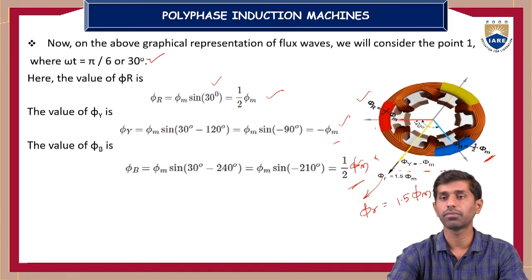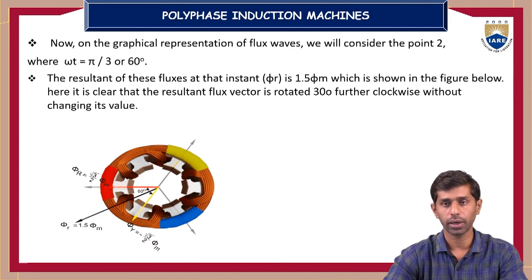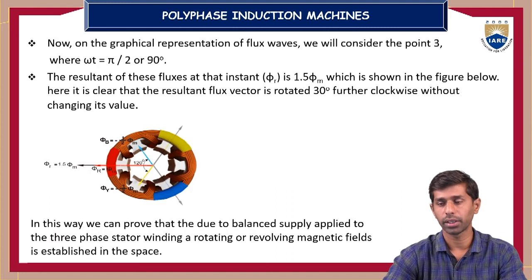Similarly, in another case, at point 2, where omega t equals pi by 3, that is 60 degrees, the resultant flux will again be 1.5 times the maximum flux. And similarly, consider one more instant, point 3, where omega t equals 90 degrees. Substituting in the previous expressions for phi r, phi y and phi b, similarly you will get 1.5 times the maximum flux, which is shown in the figure below.